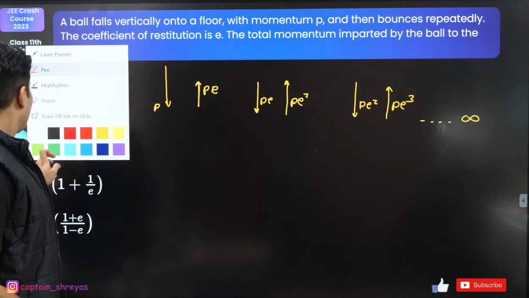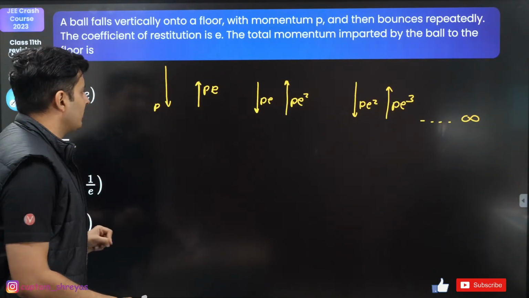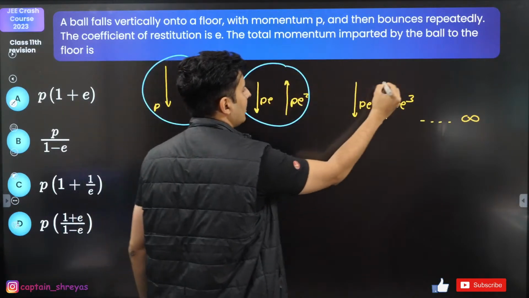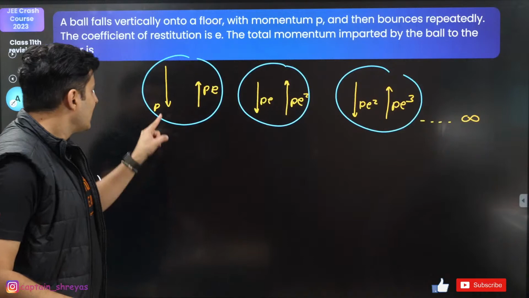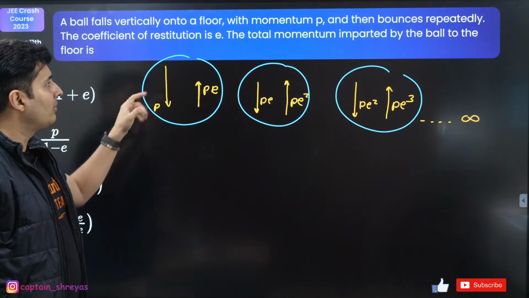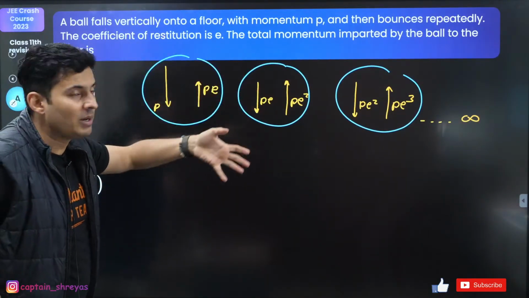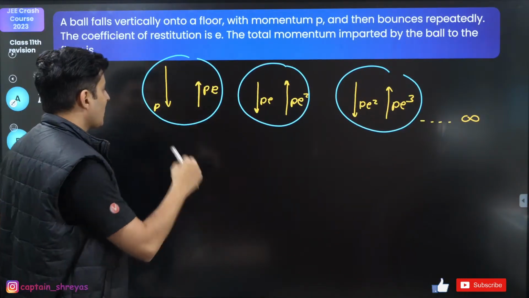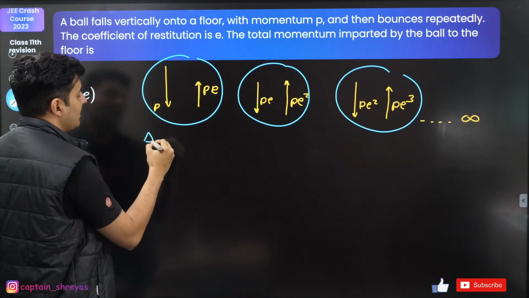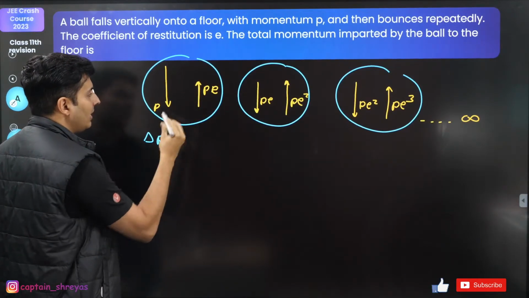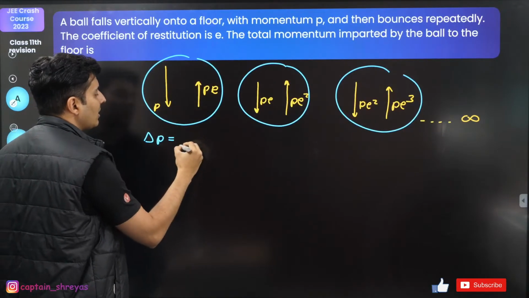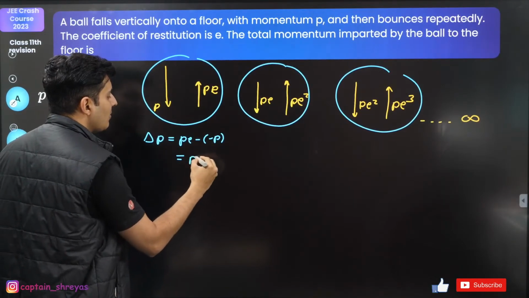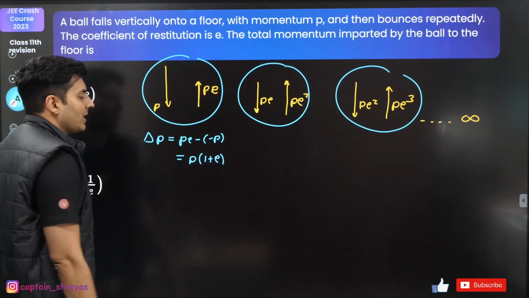Now, this is the first collision, this is the next collision, this is the third collision, and so on. What is the change in the momentum? Because the question is, what is the momentum imparted? That means, what is the impulse imparted? That's the understanding of the question. In the first case, the impulse imparted, or the change in momentum, is final minus initial. So p minus minus pe, basically it is p common, 1 plus e. See if this makes sense.